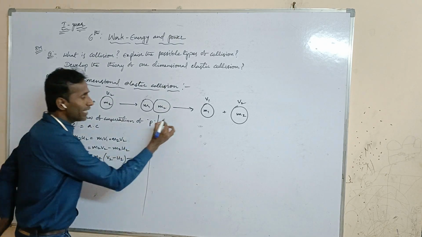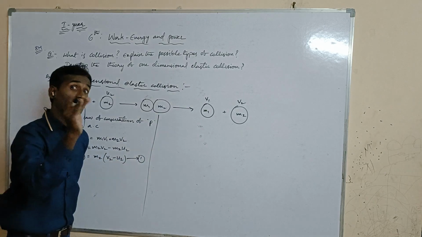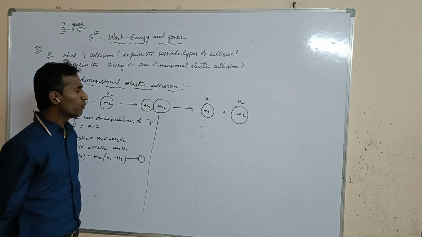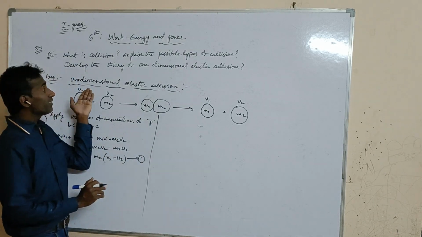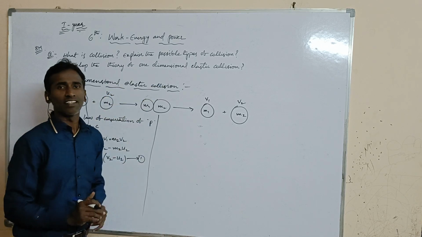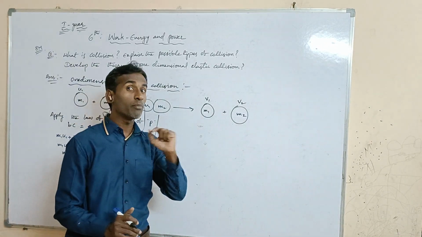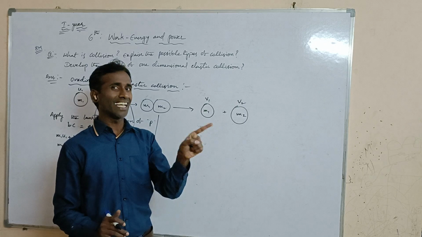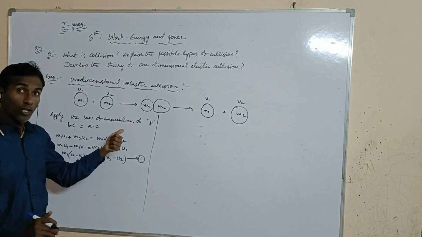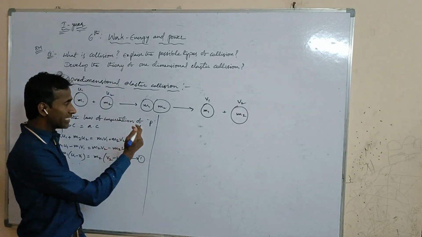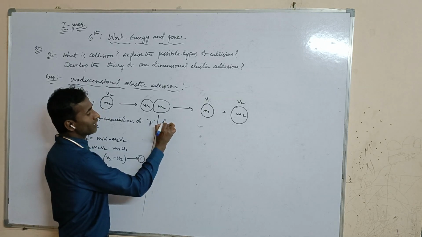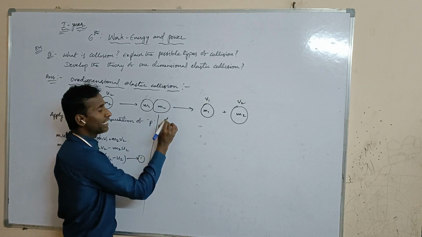Now again, applying the law of conservation of kinetic energy. Why are we taking momentum and kinetic energy? Because this is a one dimensional elastic collision. Elastic collision means both kinetic energy and momentum are conserved. So momentum is over. Now we have to apply kinetic energy.